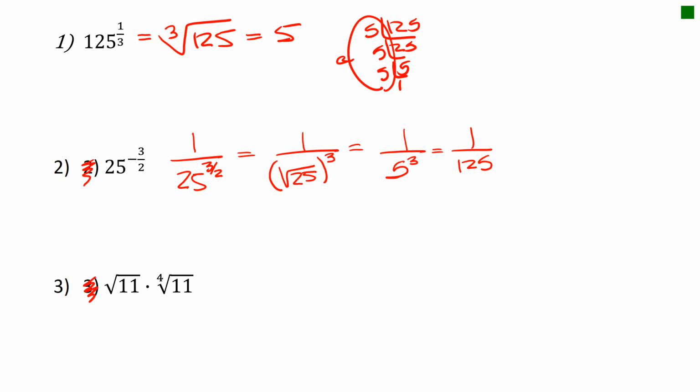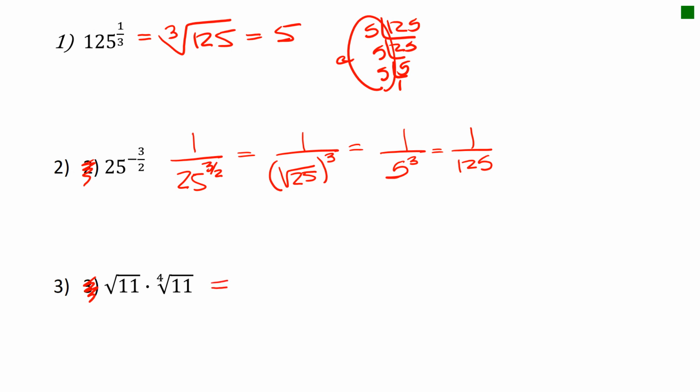I don't know what 25 cubed is. 625 times 25, and then I have to figure out the square root. Way too much work. So I always do the root first if I can, and then do the power. So on number 3, we could do it that way, but there is no square root of 11. There is no fourth root of 11. They're not the same radical, so we can't put them together under a radical.